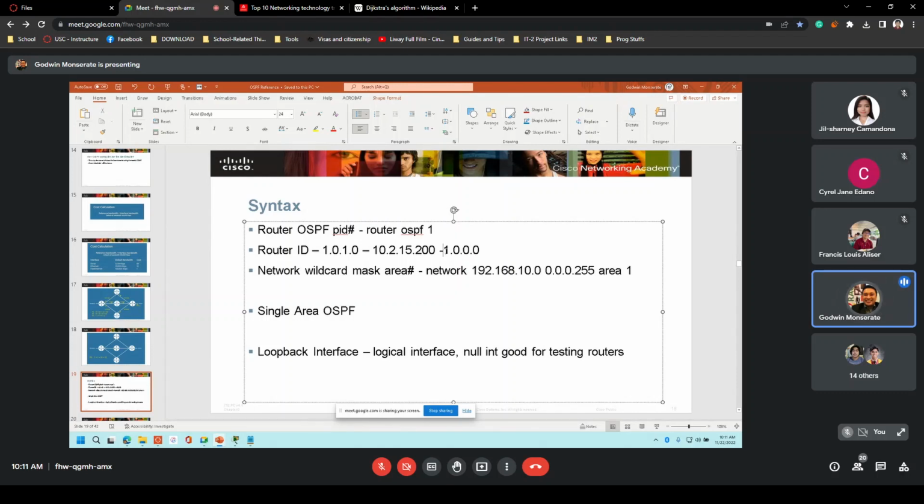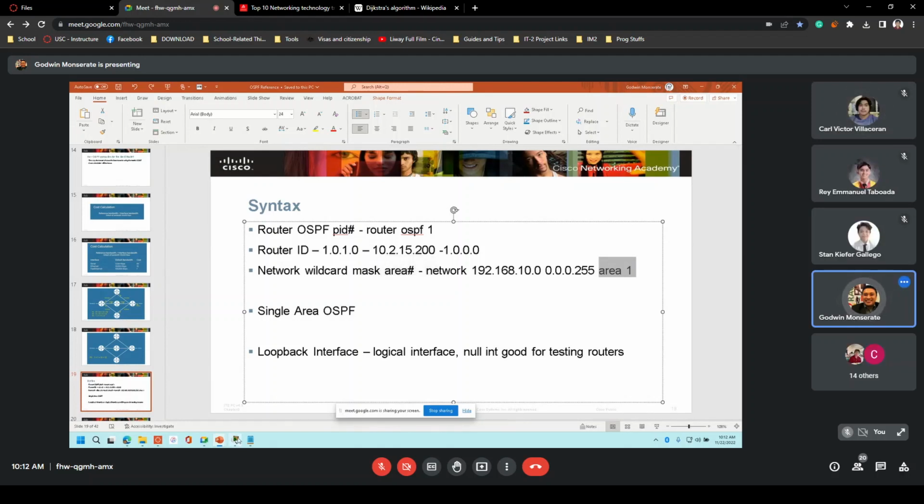Then afterwards, you create the command network, then the network address, the wildcard mask, and the area. The process ID comes first, like OSPF 10 or OSPF 20 or whatever number. They converge in the area. Whatever area that router is in, if they are all area 1, then they converge there. That is single area OSPF. Do we understand? Is it clear or not? Clear, sir.